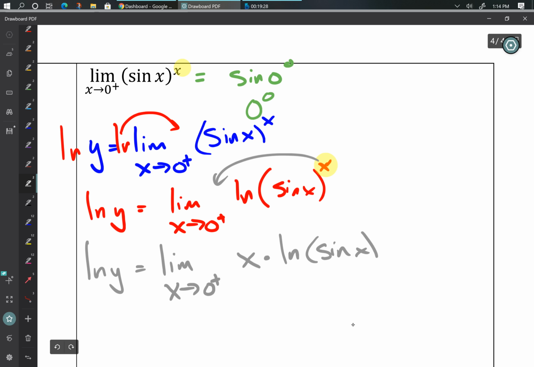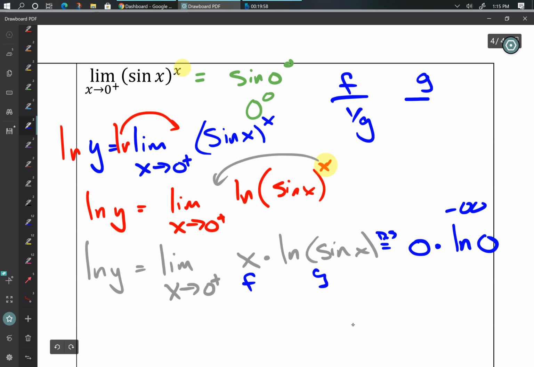And now I'm going to check by direct substitution what's going on here. Direct substitution, I've got 0 times the natural log of, and what is the sine of 0? 0. Well, natural log of 0, or approaching 0 effectively, is negative infinity. So I have 0 times negative infinity. So this is an f and a g problem again. And I have to say, do I want f over 1 over g, or do I want g over 1 over f? Well, I don't want 1 over natural log of sine.